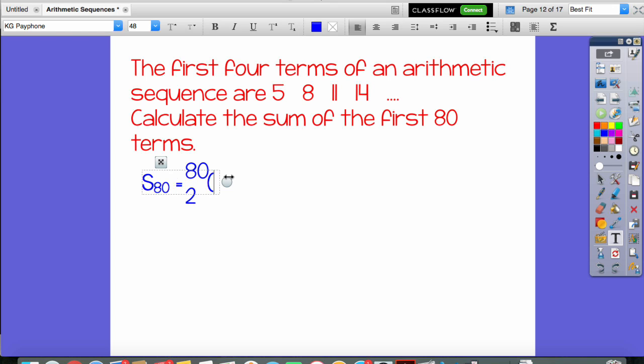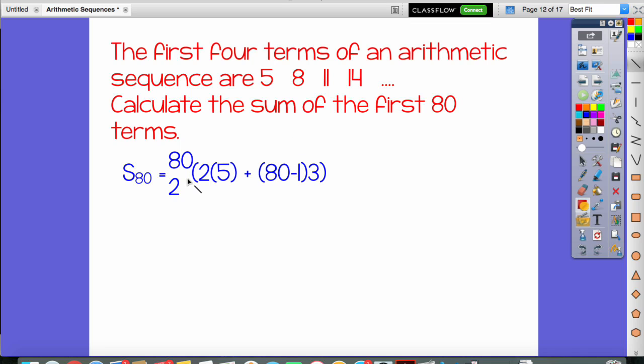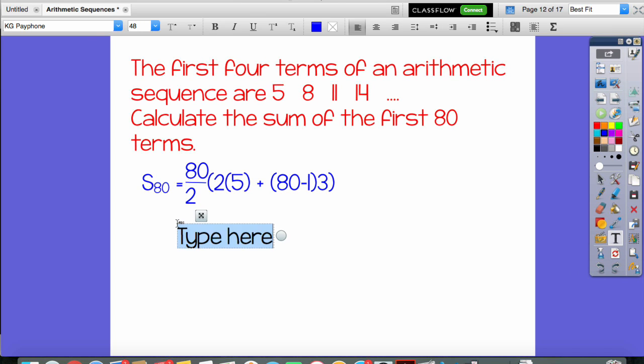All right. We also know our first term, so it's going to be 2 times our first term plus n, which is 80, minus 1 times d. And looking here, we can see that our common difference is 3. Okay, so we have 80 over 2 times 2 times 5 plus 80 minus 1 times 3. Okay, so doing a little bit of math, we already know that 80 divided by 2 is 40.